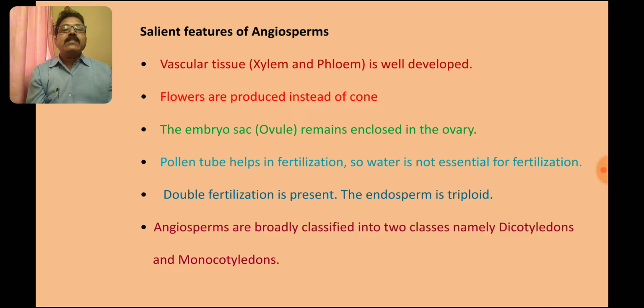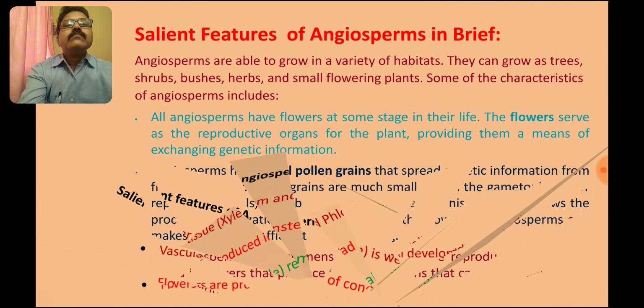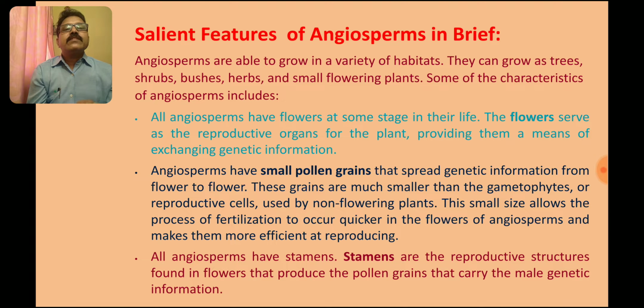Angiosperms are broadly classified into two main classes, that is dicotyledonous plants and monocotyledonous plants. The salient features of the angiosperm that we have to now learn in brief: angiosperms are able to grow in a variety of habitats. As I told you in the previous slide, there are habits like herbs, shrubs and trees. They can grow as small flowering plants.